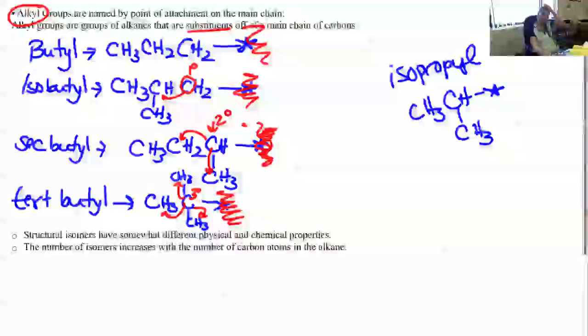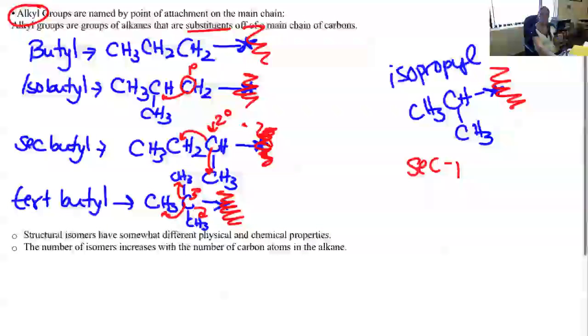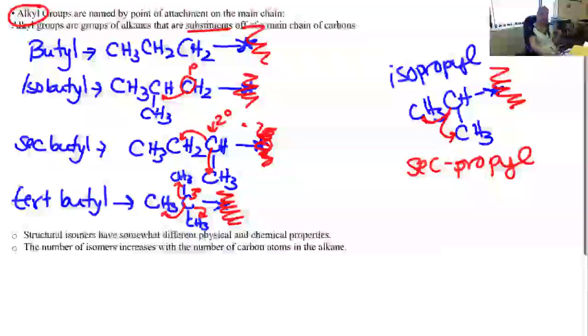There is one exception, and that's an isopropyl group. This is propyl because it is 3. These are all butyl because they're 1, 2, 3, 4. I have a main chain of carbons here. This should be sec-propyl because that carbon there is connected to 2 other carbons. So it should be a sec-propyl. It is actually called isopropyl. That's why rubbing alcohol is isopropyl alcohol.